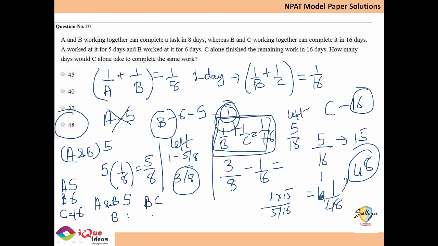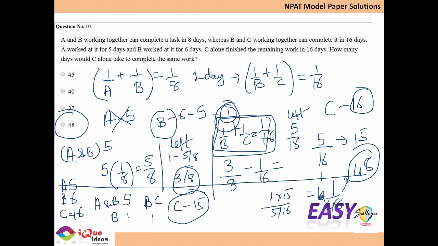So B and C together is 1 day, so C remaining alone 15 days. That's how we split up these numbers. So I hope you are able to understand this one, a relatively easy problem to solve. If you have got this, then this should definitely be attempted in the examination.